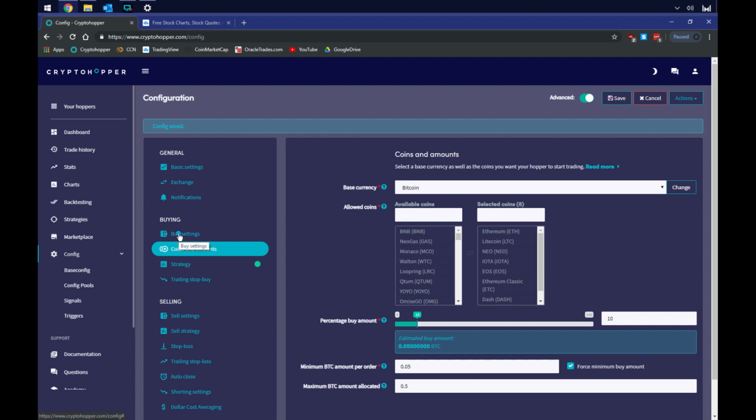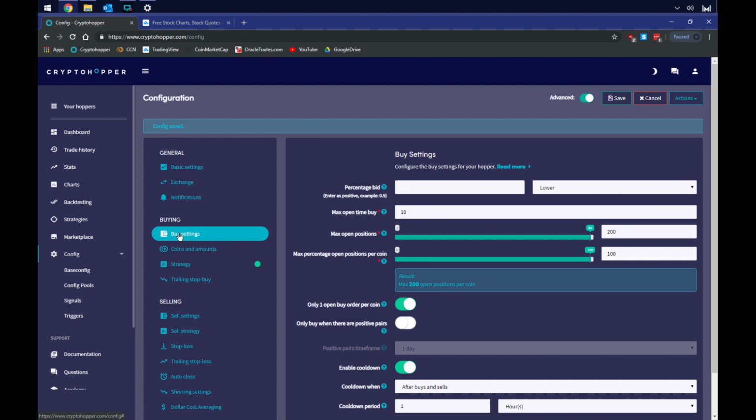Now let's go back to the buy settings we skipped earlier. The first option allows you to bid at a price that is lower or higher than the strategy would recommend. For now, we'll leave this blank, as you need to assess the performance of your strategy irrespective of any alterations first. The maximum open time to buy is the amount of minutes that an order will be open before it gets removed. You can leave this at 10 for now.